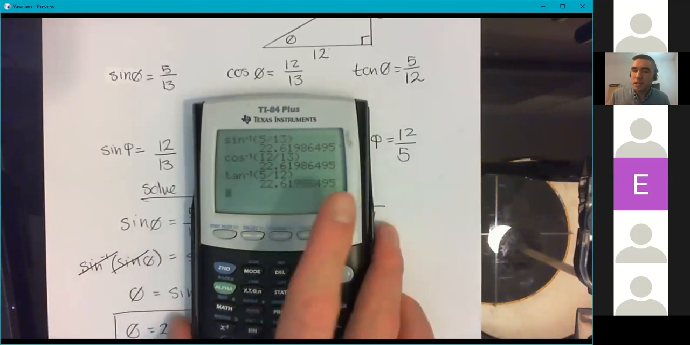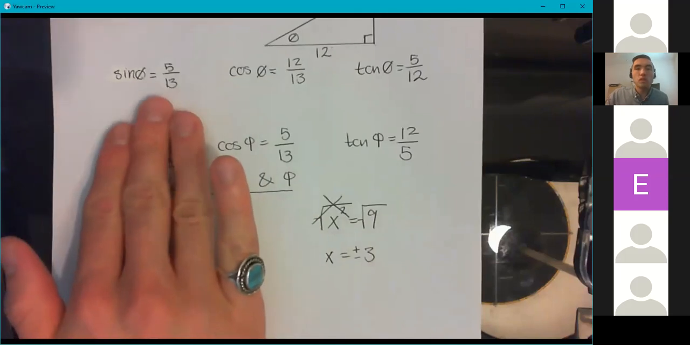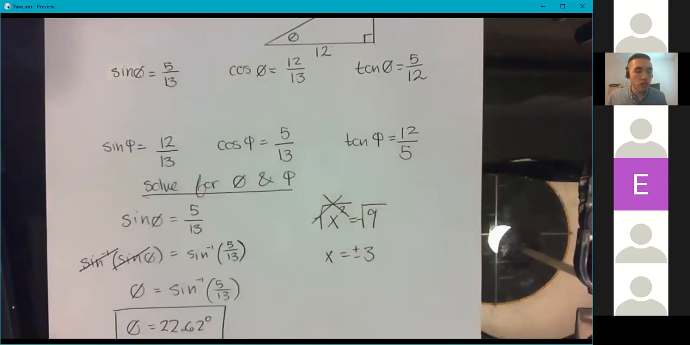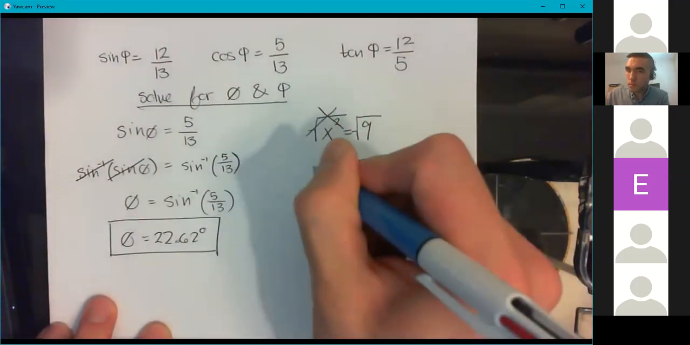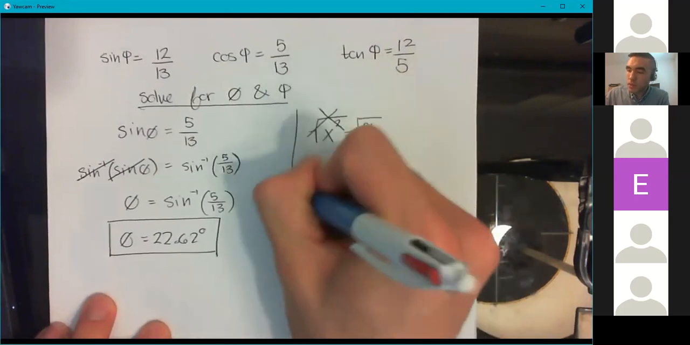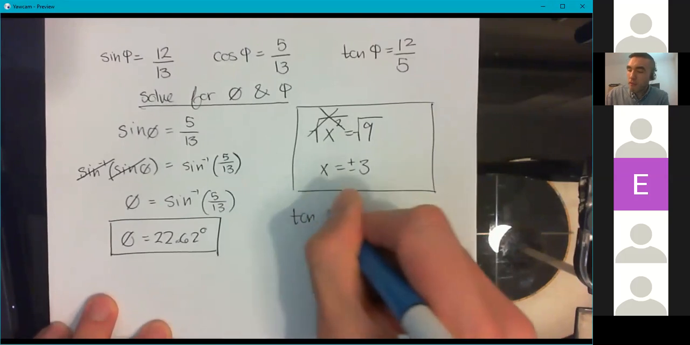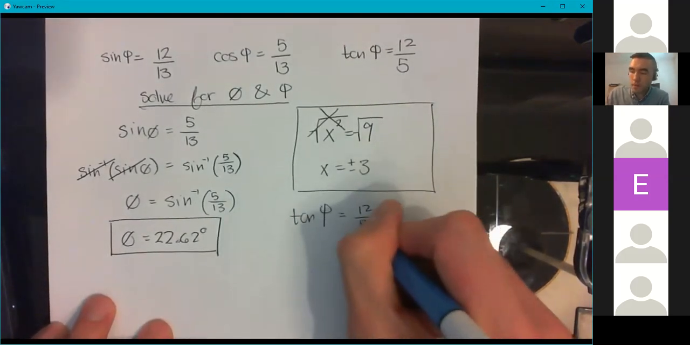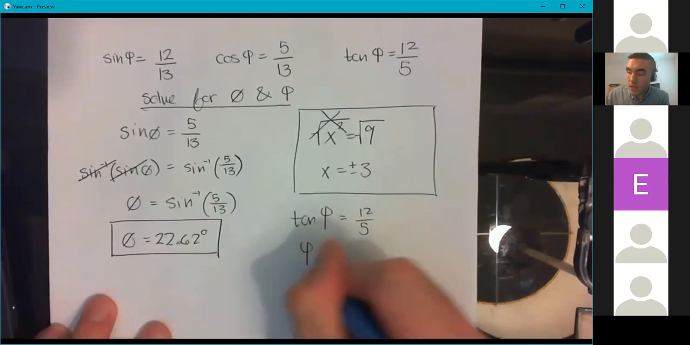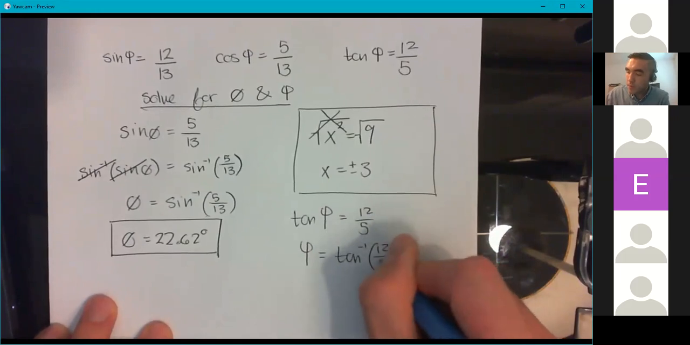Let's go ahead and do the exact same thing here for phi. And I'm not going to use sine. We already did that. So do you want me to use cosine or tangent? Tangent. Okay. Ms. Robinson, I got the answer. Good. And so this was a quick aside to talk about functions and function math. So tan phi is equal to 12 over 5. Therefore, phi is equal to inverse tangent of 12 over 5.